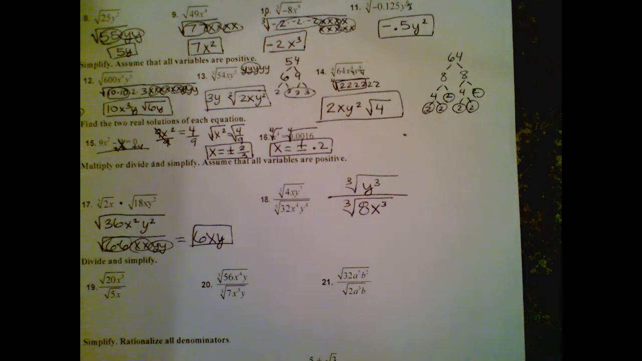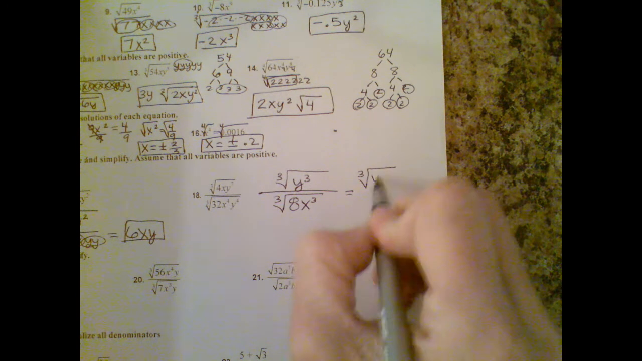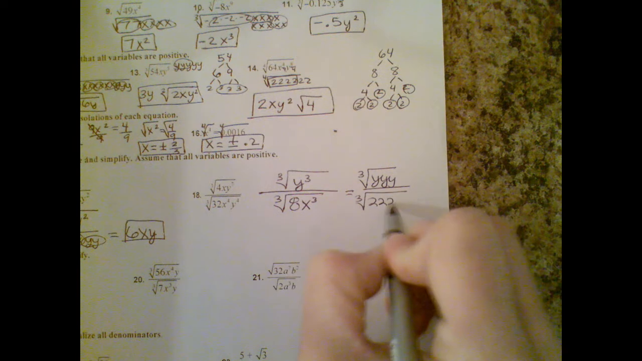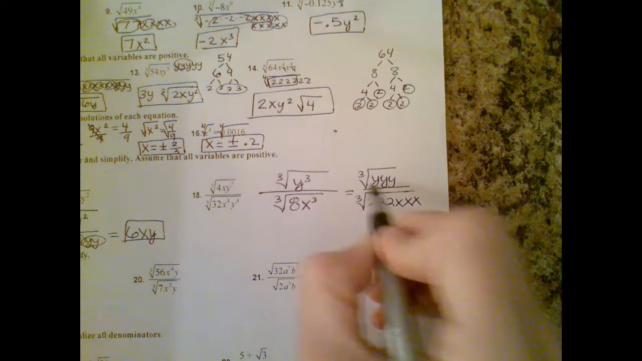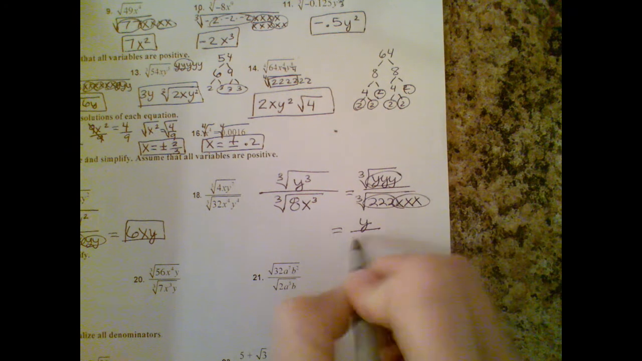And then from here, we still haven't simplified it, so we need to simplify it further. Think expanded form, we have 3 y's. 8 is 2 times 2 times 2, and then x cubed is 3 x's. We're putting them in groups of 3. So our final answer would be y divided by 2x.